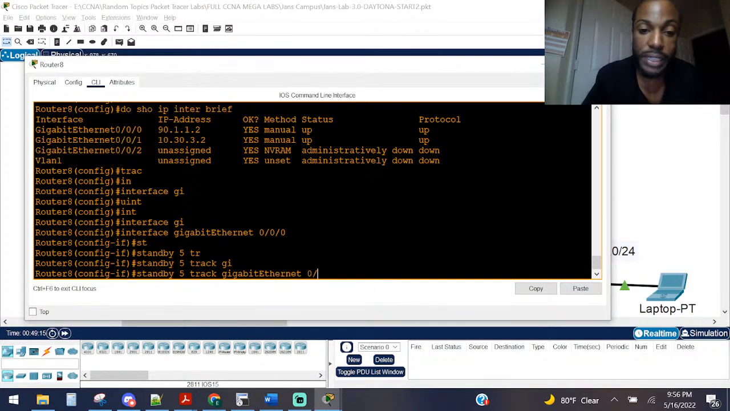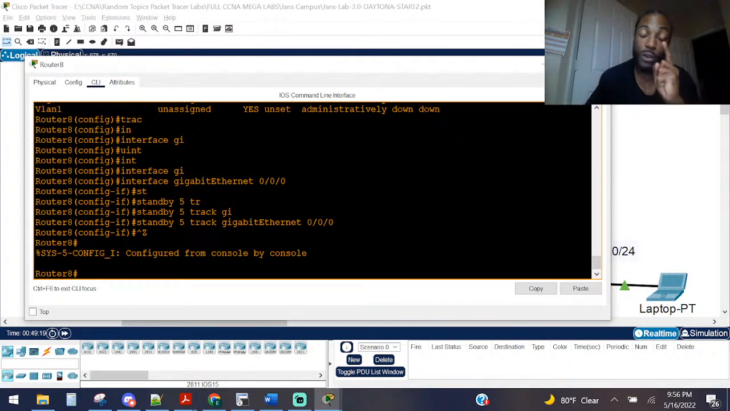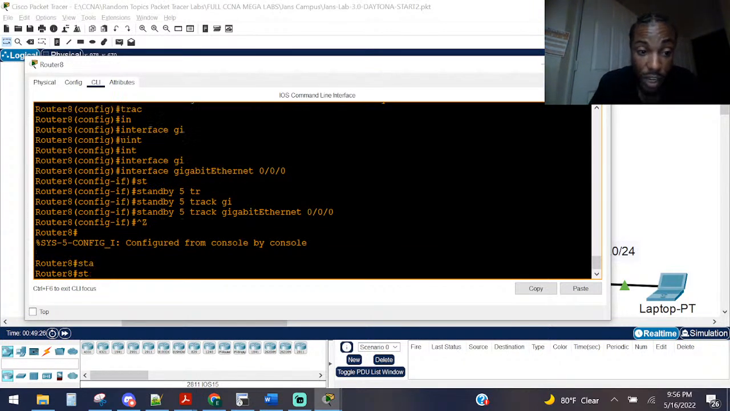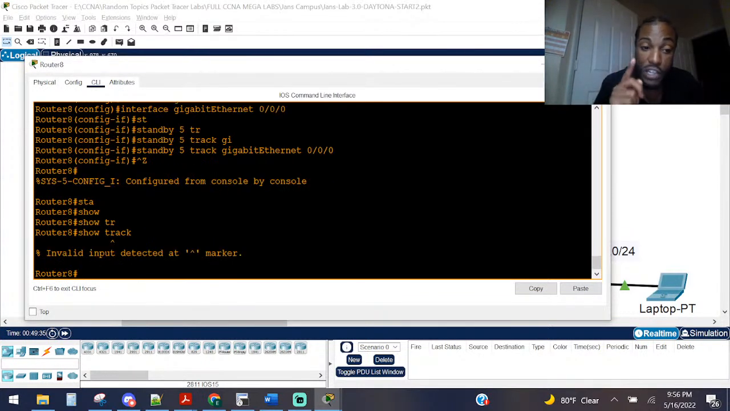Gig 0/0/0, right? And then I wanted to verify. I don't know if this is a Packet Tracer limitation, but I believe the command to verify that is show track, which is not supported in Packet Tracer. Remember, Packet Tracer is a simulator. It is not actual hardware. It is not actual IOS. So I believe the command is show track, and then you'll be able to see what objects you're tracking. That command doesn't work on Packet Tracer.